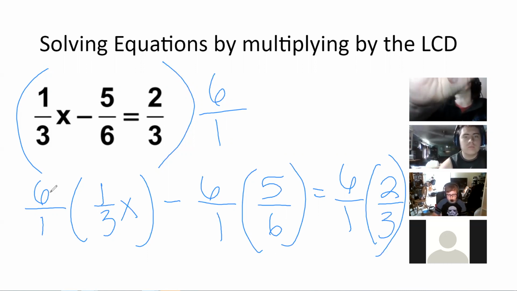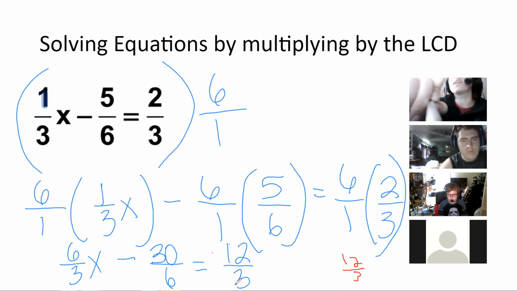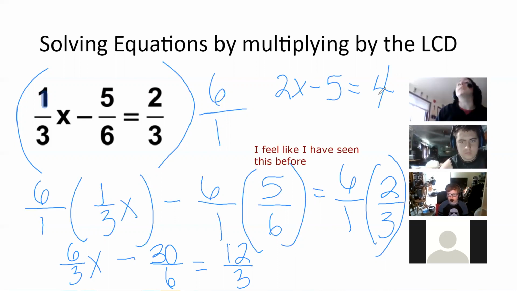So what's going to happen here? 6/1 times 1/3. If I multiply straight across, that gives me 6/3x. Multiply across here, you get 30/6. Multiply across, you get 12/3. Yeah. And then when you divide those, you get 2x minus 5. Yeah, it's a neat little trick. You probably have seen it before. And then if you solve that equation, it gives you the same thing.